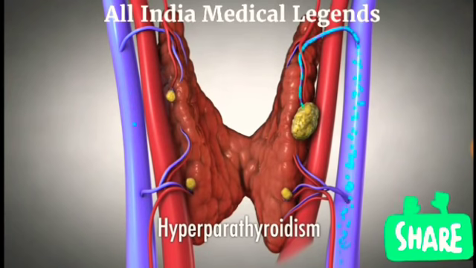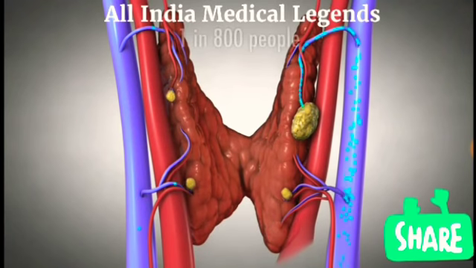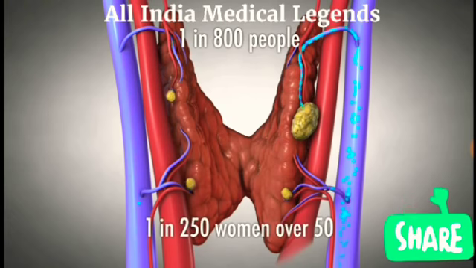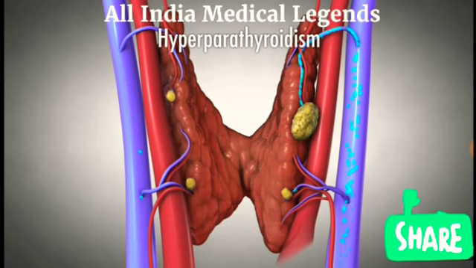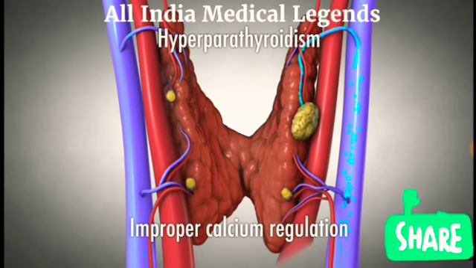Hyperparathyroidism is a disease of the parathyroid glands, affecting 1 in 800 people during their lifetime, and 1 in 250 women over age 50. Since parathyroid glands control the levels of calcium in our bodies, hyperparathyroidism is a disease of improper calcium regulation.